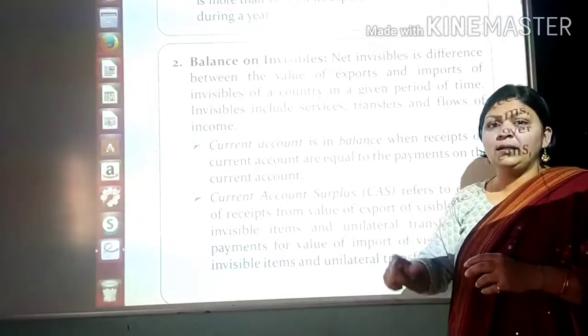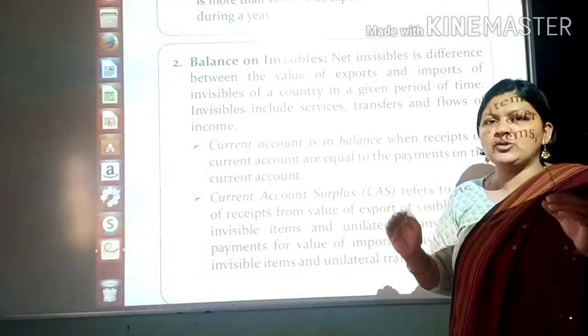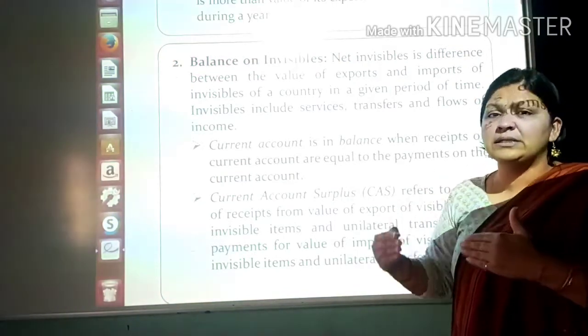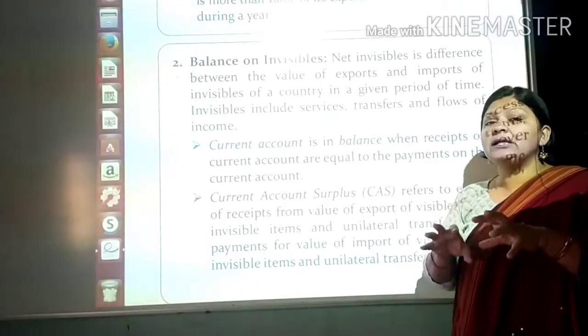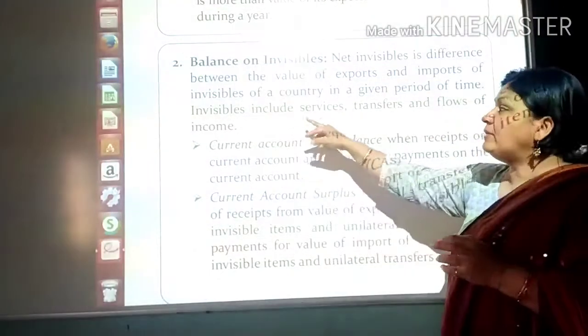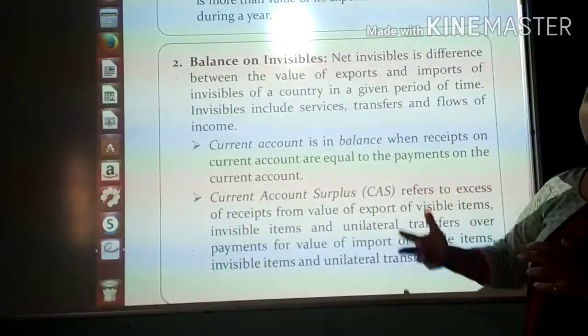As you know, current refers to the time of the fiscal year. When we are talking about the current account, whatever transactions we do in the fiscal year make up our current account. So here the period of time is given to you. Invisibles include services, transfers and flow of income.